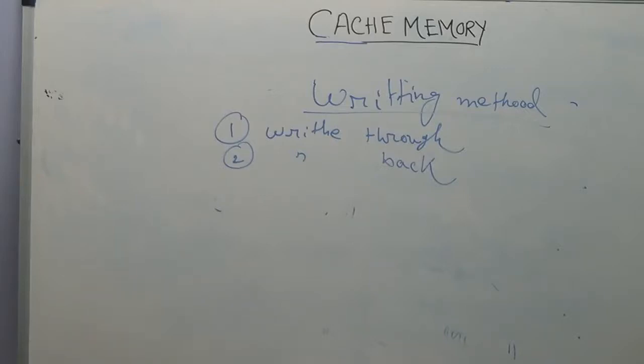In a word, we can conclude that write through means update the cache memory and main memory at the same time, and write back means only the cache location is updated, and when it becomes full, the content are copied into main memory and the cache memory becomes formatted.